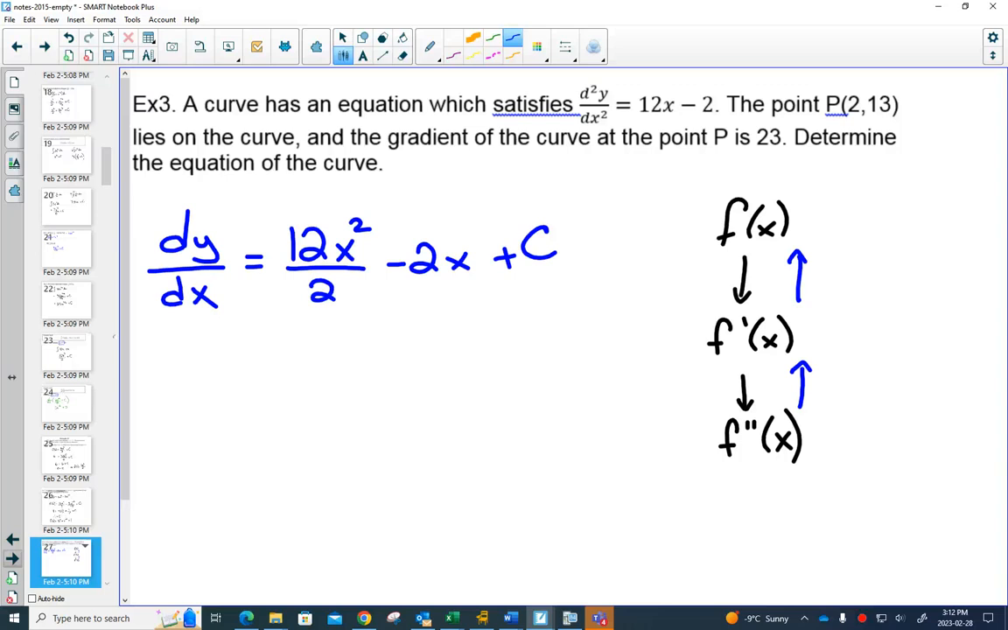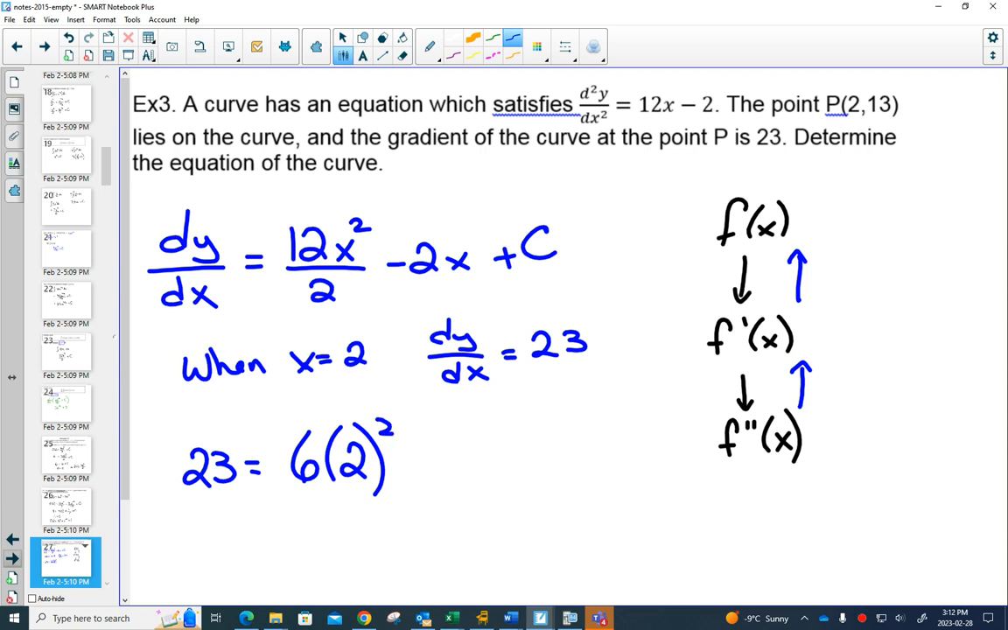Do we plug in the point? No. The point is on the original graph. But we do know, what is dy dx? That's the slope. That's the slope at point P, and we know the x coordinate at point P. In other words, they tell us when x equals 2, because that's the x coordinate, dy dx is 23. So that means I can plug in 23 for the derivative. I would have 6 times 2 squared minus 2 times 2 plus c.